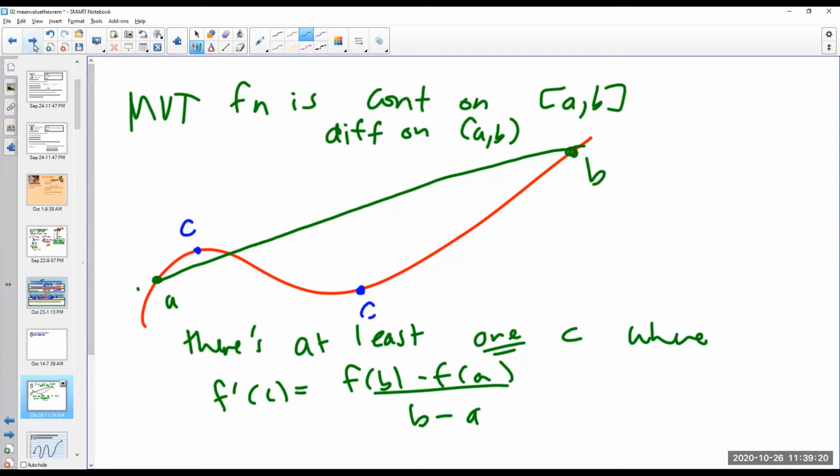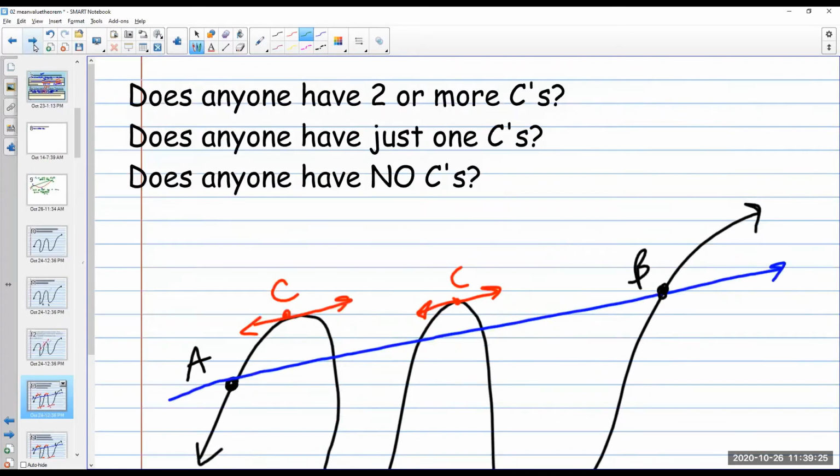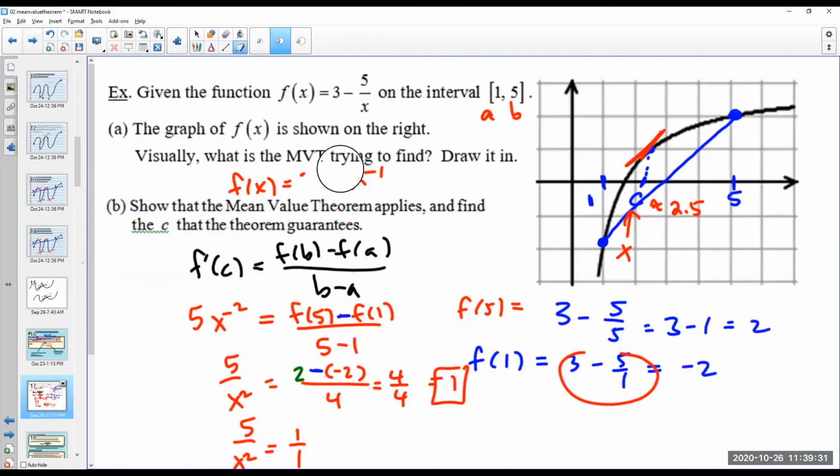So let's see a different problem related to that. I think we're going to flip to the back of your paper now. We're going to skip Rolle's theorem, by the way. So we're going to go to the back of your paper, and let's do the back of your paper, and then we'll flip back to the front.